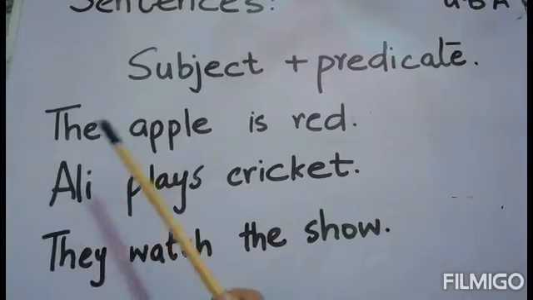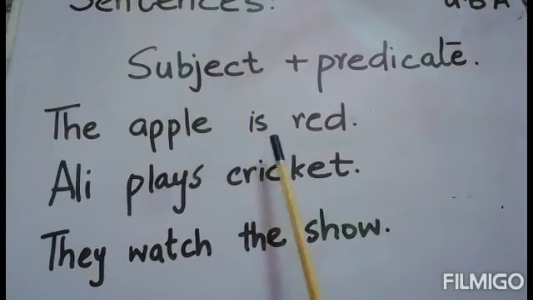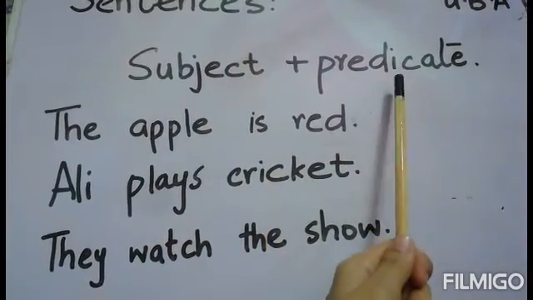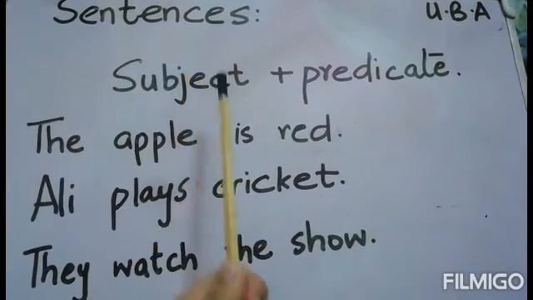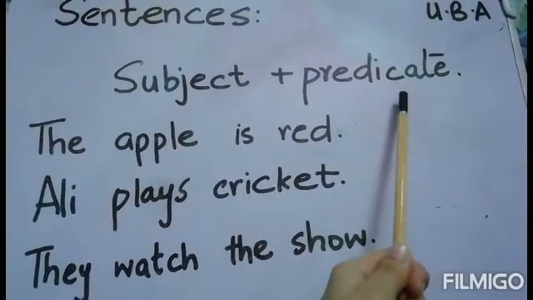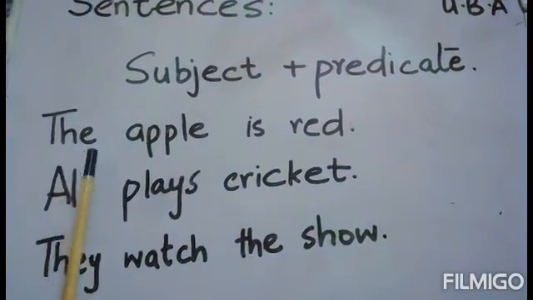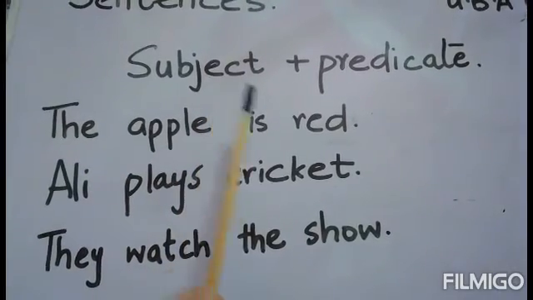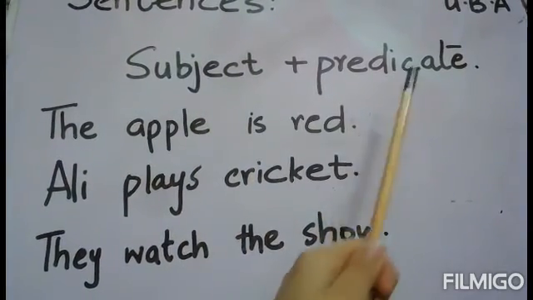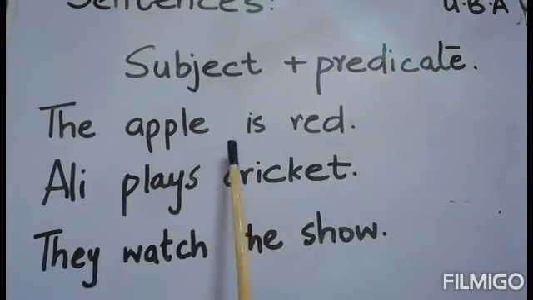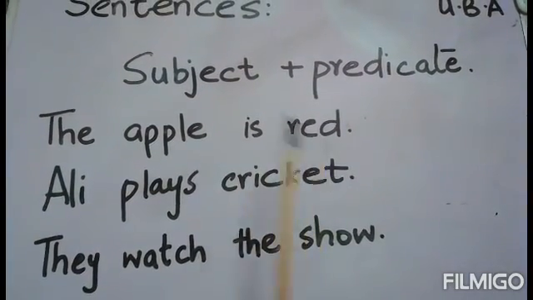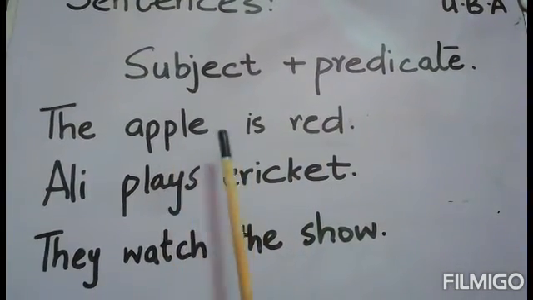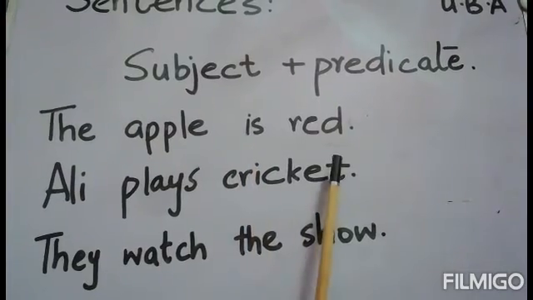So the apple is a subject and is red is a predicate. So a sentence is basically made up of a subject and a predicate. So the apple is a subject, is red is a predicate, because is red, this thing is telling about the apple, that the color of the apple is red.